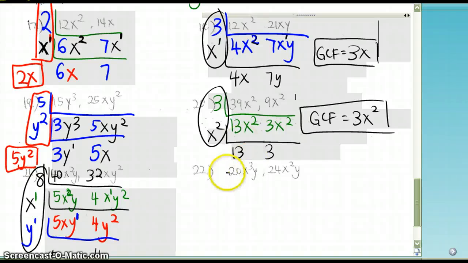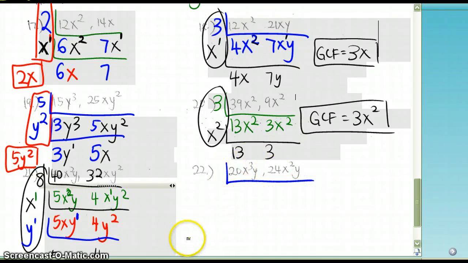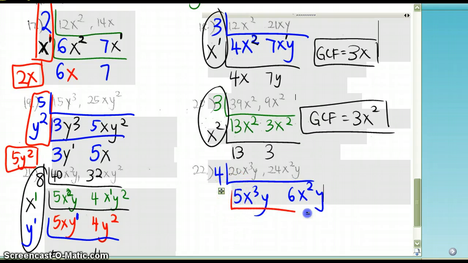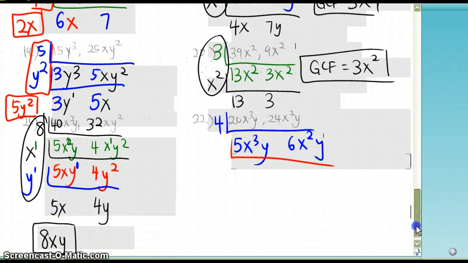Number 22, hockey stick. Both those numbers divide by 4, so I'll start with 4. I get 5x cubed y. 24 divided by 4, 6x squared y. The variables stay as they were in the beginning. Another hockey stick. I'm going to take the common variables. X is common. I'll start with x. 2 is the smallest, so I write 2 here.